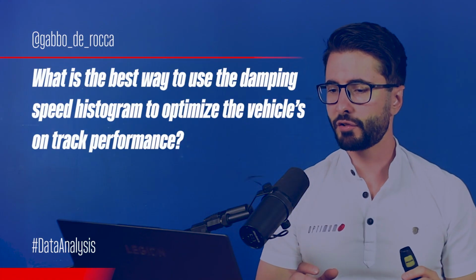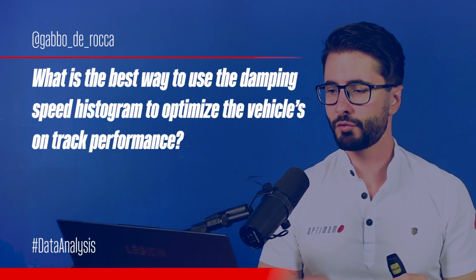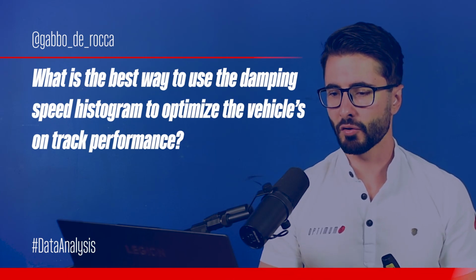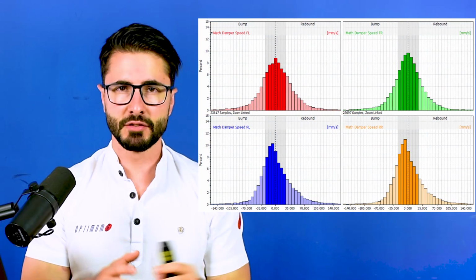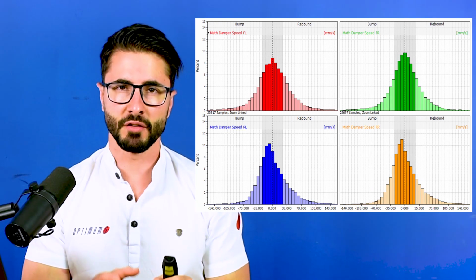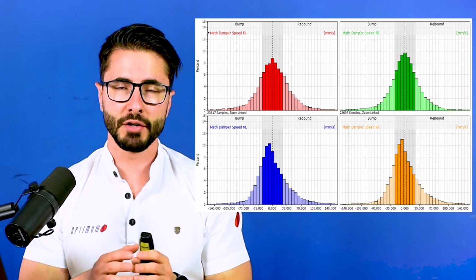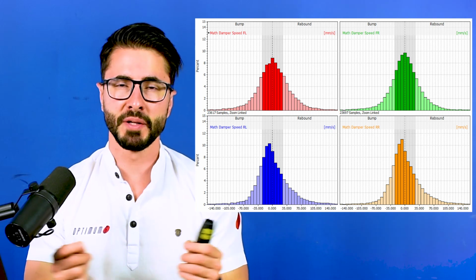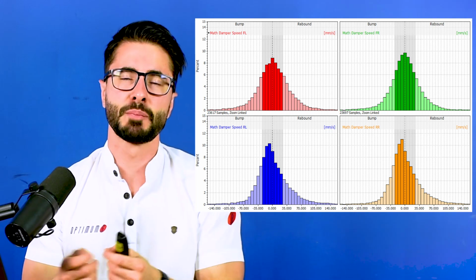What is the best way to use the damping speed histogram to optimize the vehicle's on-track performance? Well, the damping speed histogram characterizes how much time you spend in each region of speed of the damper. So it tells you, are you spending a lot of time at low speed movements, or at high speed movements of the damper. So it cannot tell you directly how much damping you should be running. It cannot tell you should be running more or less to optimize vehicle performance. However, it is a very powerful tool to quantify damper changes.